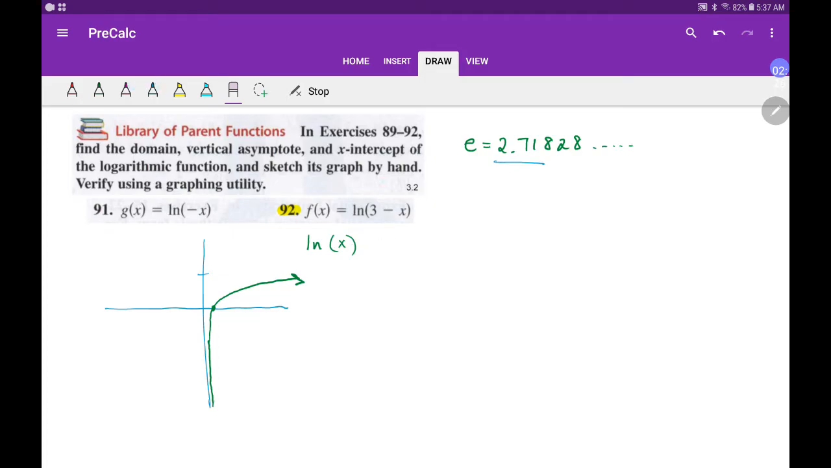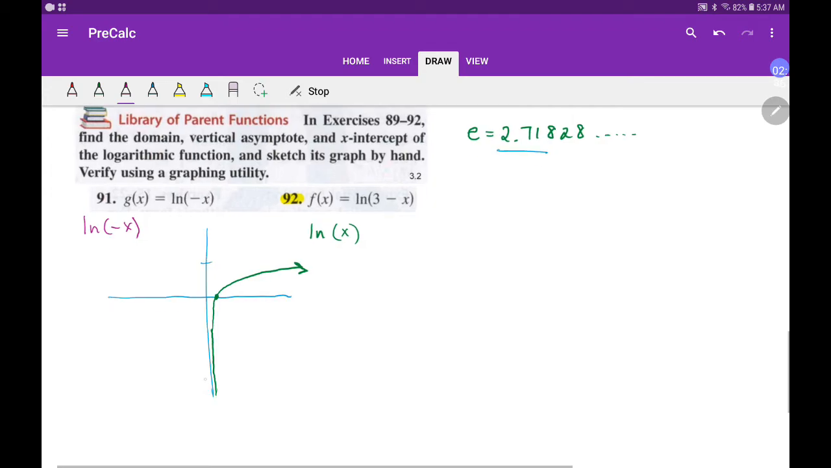And now let's think about what would happen if everything's turned on its head and we have negative. So if I say the natural log of negative x, well, we know we can't ask for a negative, so that means we can't have x be positive. And we can't be 0 either, but we're just going to reflect it the other way. And it's going to do the same thing. I'm trying to reflect it.